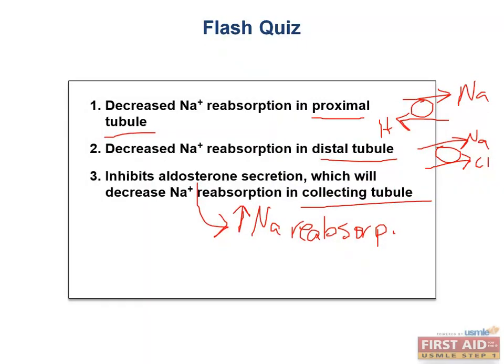Now, angiotensin II has even more effects on blood pressure, which we'll get to, but you can see that an understanding of the nephron is really important to appreciate anti-hypertensive therapy.